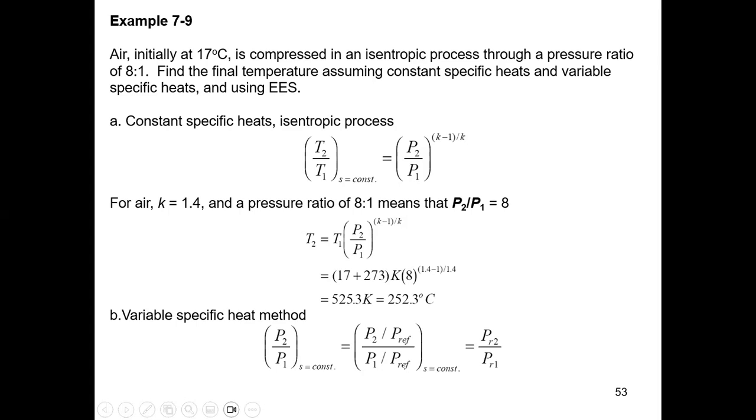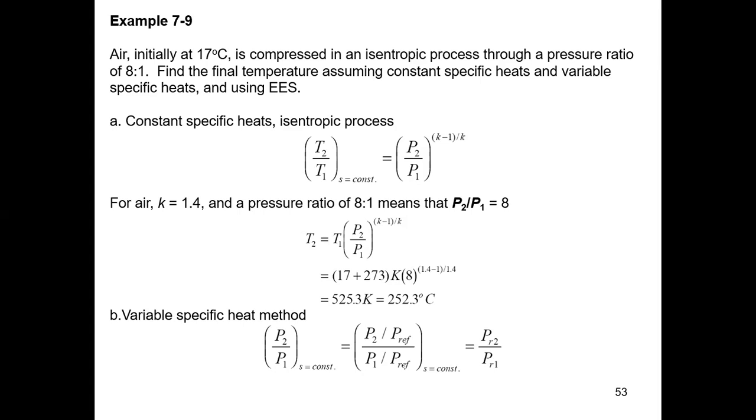Air initially at 17 degrees Celsius is compressed in an isentropic process through a pressure ratio of 8.1. Find the final temperature assuming constant specific heats and variable specific heats and using EES.